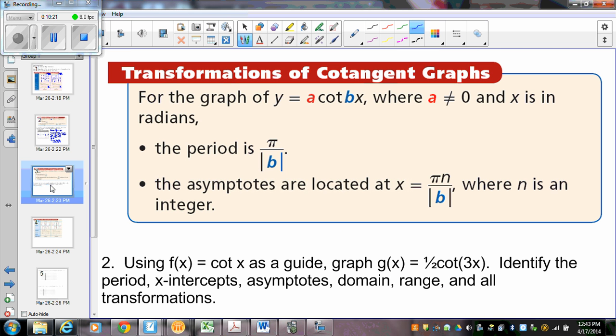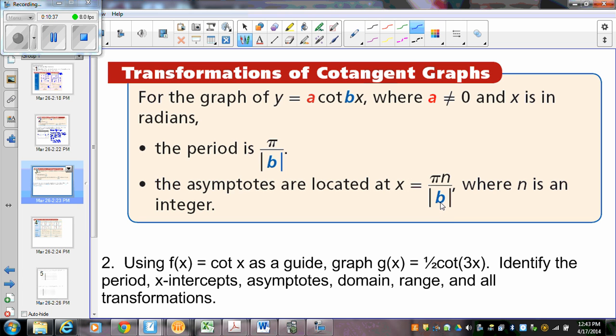So cotangent works exactly the same way. The period is going to change by pi divided by whatever coefficient is in front of the x, and then the asymptotes, since they're normally at pi n, they're going to be at pi n divided by whatever that coefficient is in front of the x.